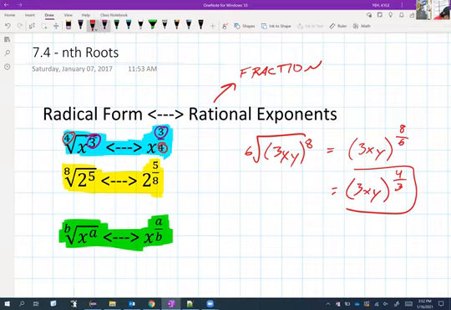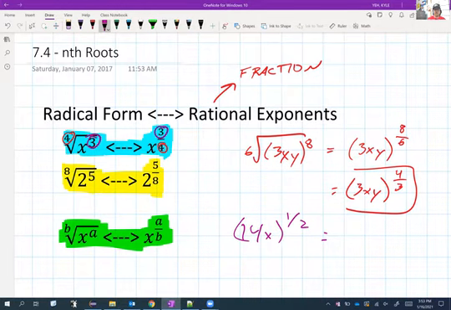One more example. Let's go the other way. If I asked you what 14x all to the 1/2 power is. And this is maybe the biggest one that I want you to know and just memorize. What is the 1/2 power?